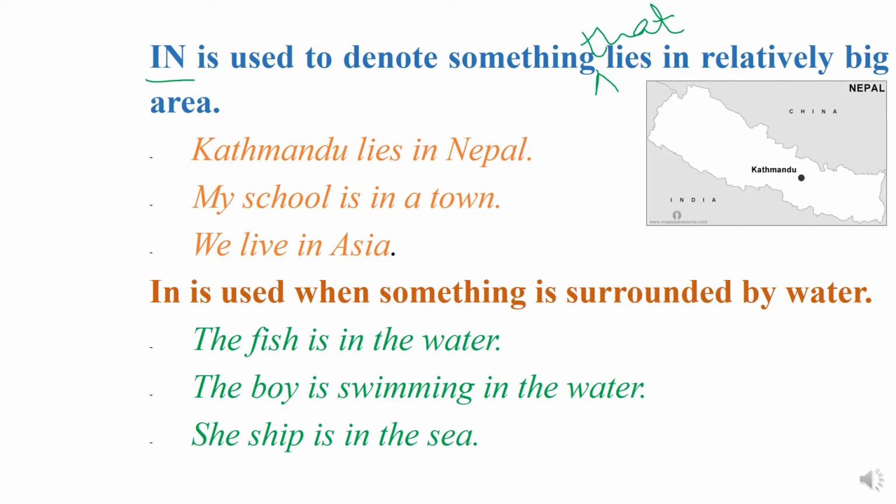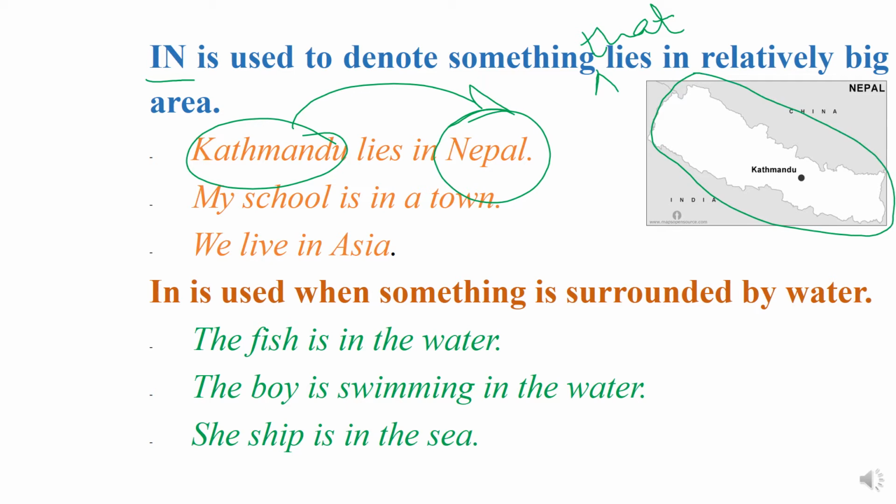It elaborates the same example here. Kathmandu lies in Nepal. Kathmandu is something that lies in a relatively big area. This Kathmandu lies in a relatively big area, that is Nepal. See here in the example, this is the boundary of Nepal. Within this boundary Kathmandu lies. That's why Kathmandu lies in Nepal.